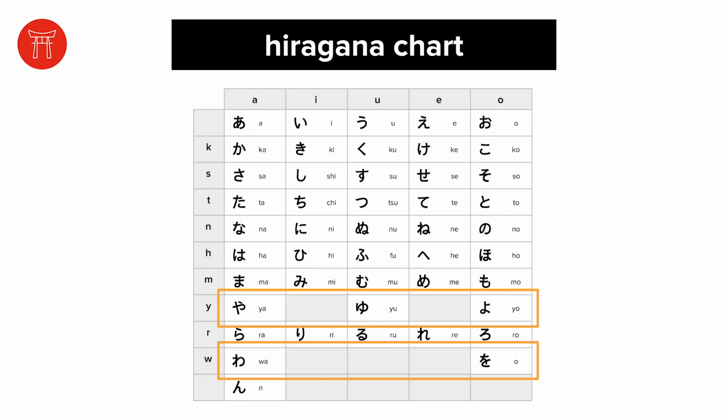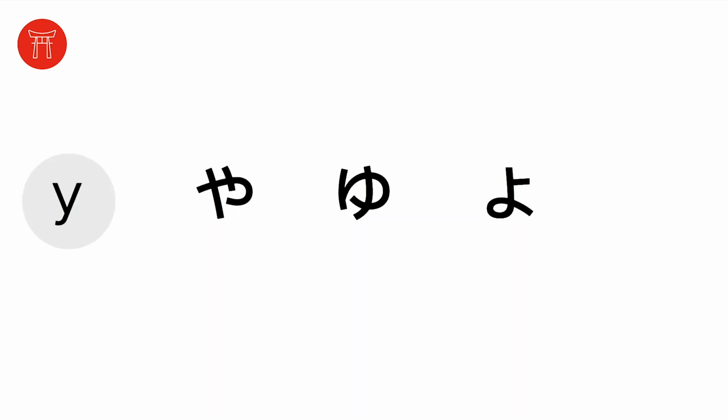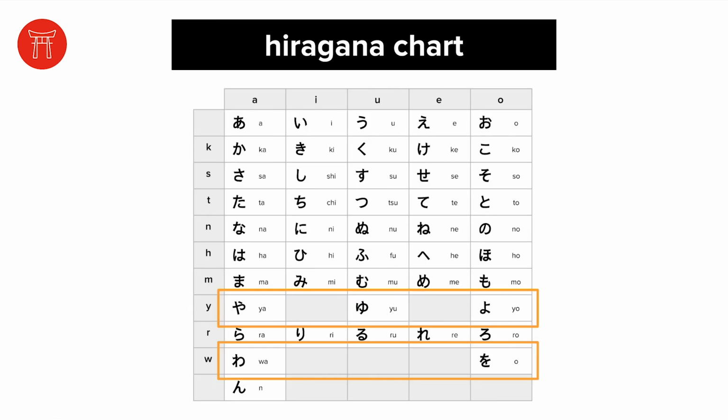Now we have these two short rows. Ya, yu, yo, and wa, o. No doubt you are wondering why there are some blank spots in these rows. It's because these blank spots are basically the same exact sounds as the vowels in the first row. That's why these are left in blanks.